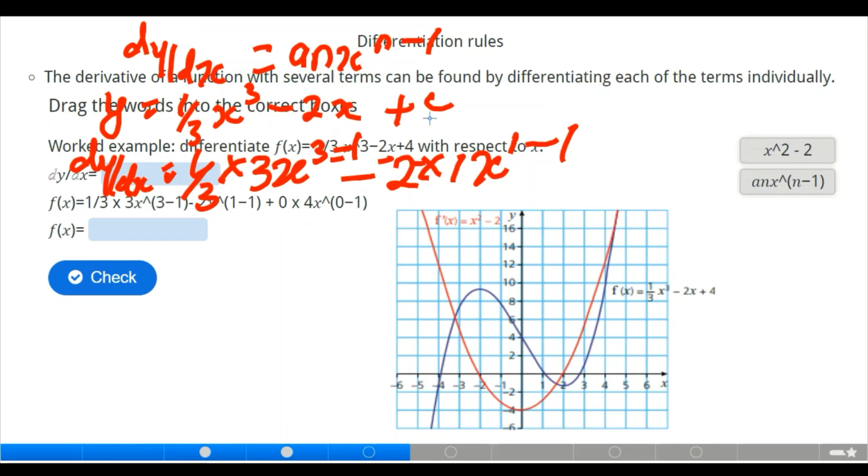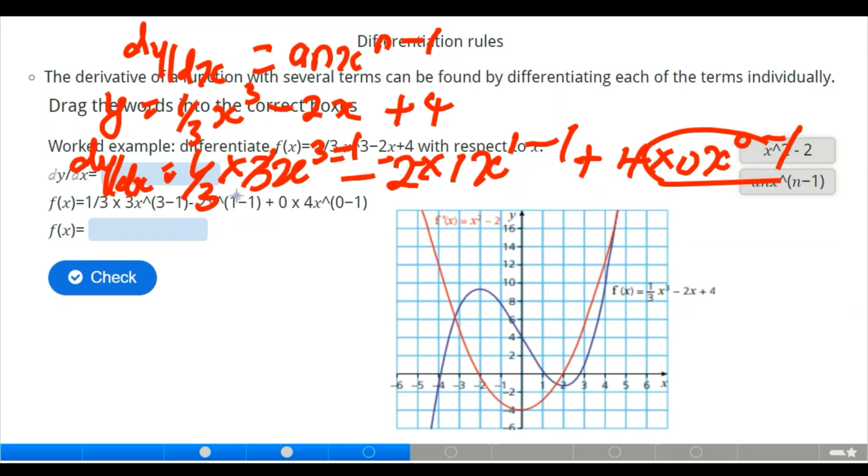Now the last one here, which is what? We have 4. If you look at this, 4 doesn't have any variable behind it. So we don't have an x value. So our x value is going to be written as x raised to 0. So we have 4 times 0, x raised to 0 minus 1. 4 times 0 will give us 0. So all of this is 0.